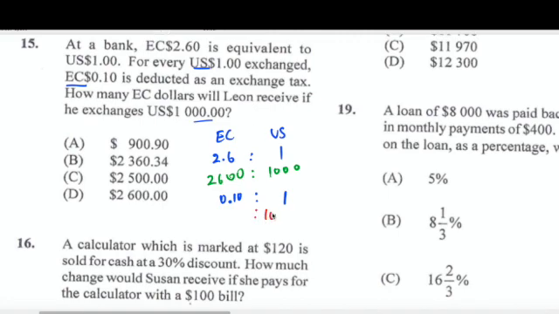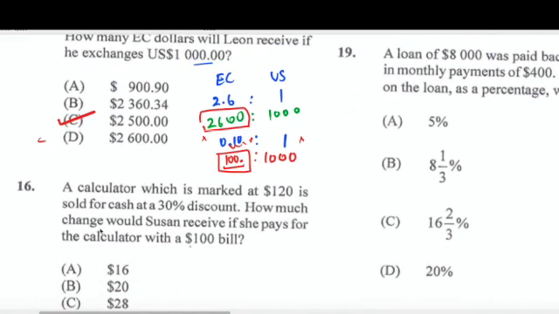So that means that for every $1, he'll be deducted 10 EC. So if I multiply this side by 1,000, I have to multiply this side by 1,000. So 1, 2, 3, and I will get 100 with the decimal place over here. So this will actually be $100. And so therefore, if he does take out 2,600, he'll have to be deducted by $100. So that means that C, $2,500, will be his takeaway.